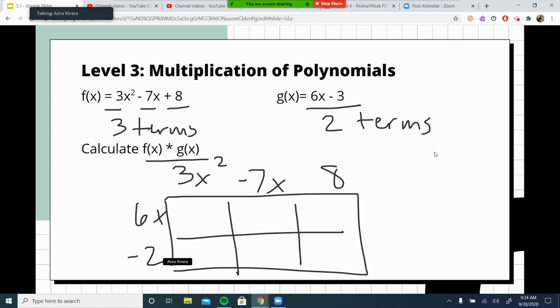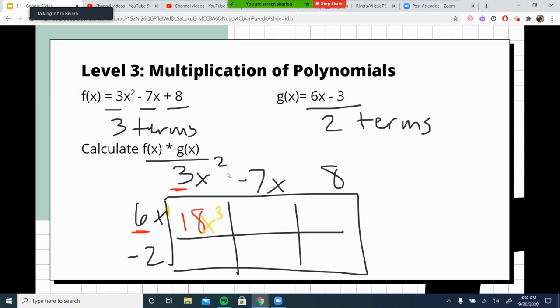When it comes to multiplying polynomials, what you're going to do is multiply the coefficients. So you're going to multiply these two numbers in front. So 3 times 6 is 18. And then we're going to count up all our x's. So I have 2 x's here. I have an invisible 1 here. So 2 plus 1 is x cubed, 3 x's.